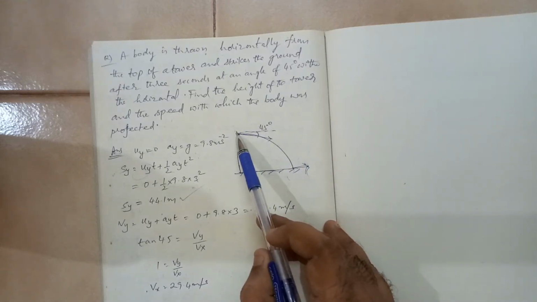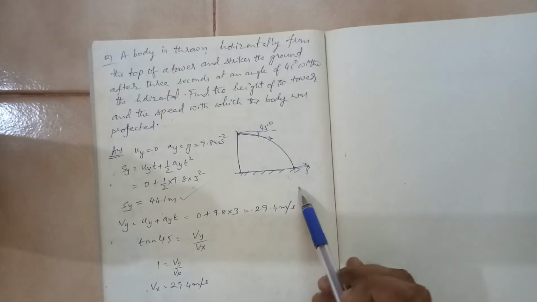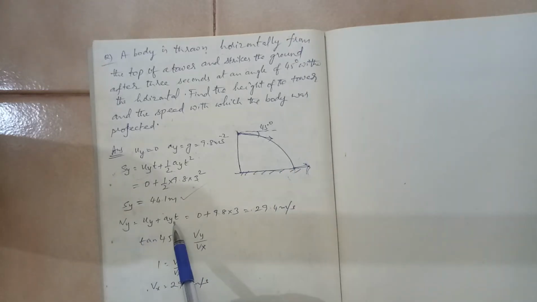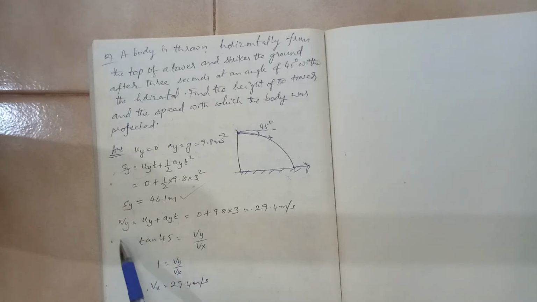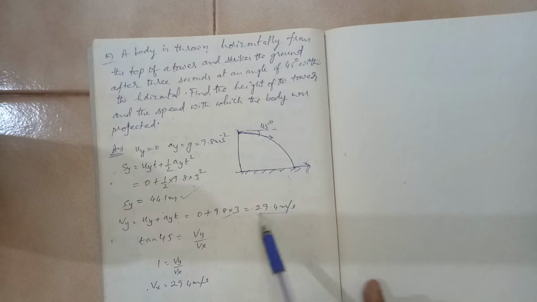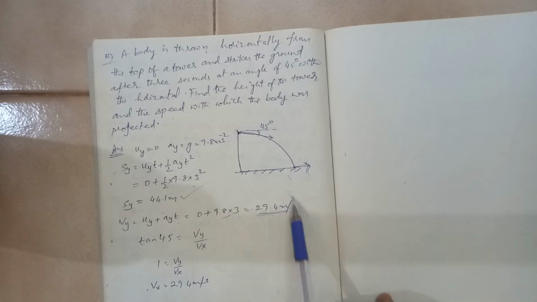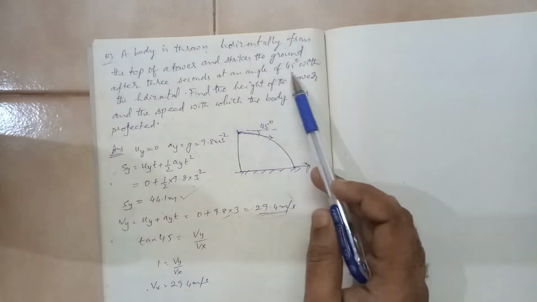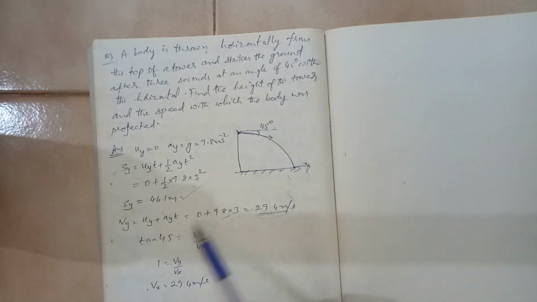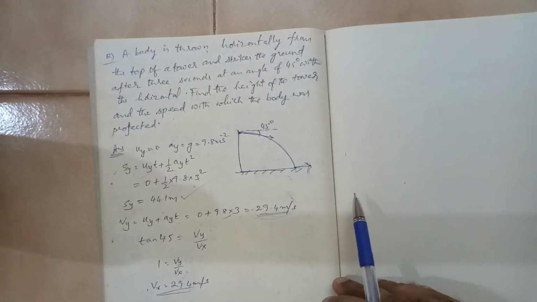If it is thrown with some initial velocity ux, the velocity will be the same in the x direction. In the y direction we have to find out using v is equal to u plus at. We are applying it in the y direction, so vy is equal to uy plus ay into t. Uy was 0, ay is 9.8, t is equal to 3. You get 29.4 meter per second. So here we know vy and the angle is given as 45 degrees. So we can apply the same thing: tan 45 is equal to vy by vx, or vy is equal to vx. So vx is 29.4 meter per second.